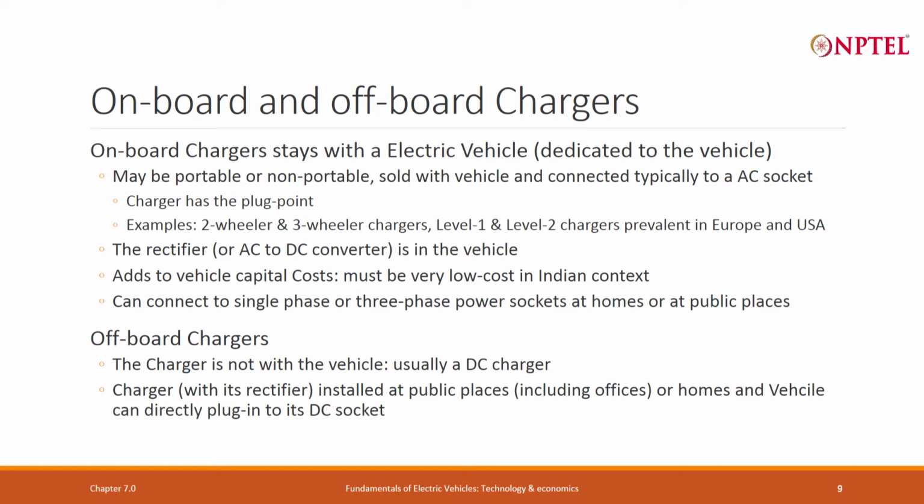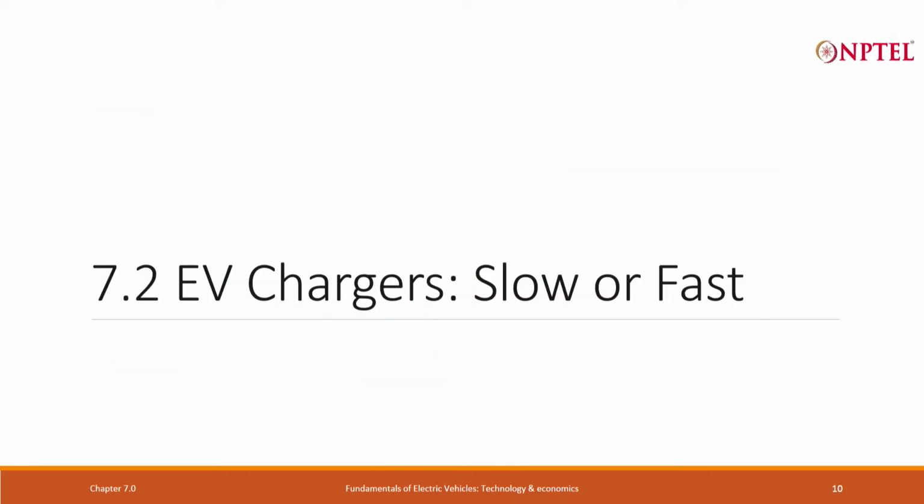What is an onboard charger? What is an offboard charger? Onboard charger is something that is sold with the vehicle. It may be fitted with the vehicle or it may be an additional unit given with the vehicle, but the vehicle carries that. Offboard charger is something that is put in public, you come and connect your vehicle for charging it. So, that is an offboard charger. This is what I had already done.